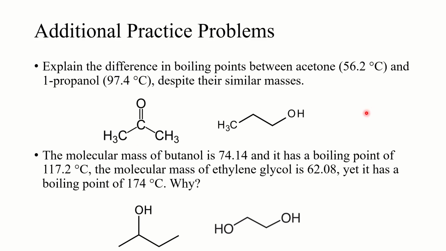All right, I've also got 2 more practice problems for you here. So go ahead, I recommend pausing the video and giving these a try. First, explain the difference in boiling points between acetone and 1-propanol. So this is acetone, this is 1-propanol. Second, the molecular mass of butanol is given, and its boiling point is given. This is butanol on the left. The molecular mass of ethylene glycol and its structure is given on the right with its boiling point. Also answer the question, why do these 2 things have such different boiling points?